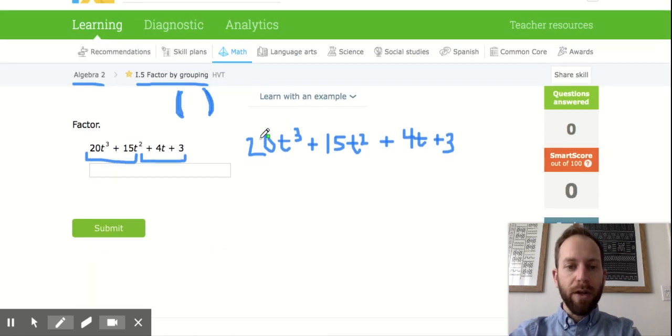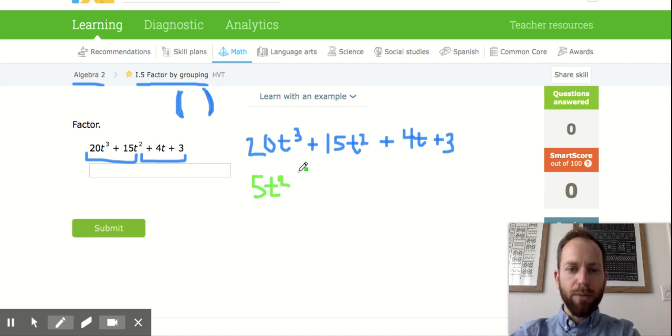All right, so we have 20t cubed plus 15t squared. What can I factor out of 20 and 15? What can those both be divided by? They can both be divided by 5, right? That's the greatest common factor. So I'm going to factor out a 5. And then we have t cubed and t squared. Well, the greatest common factor is t squared, because the largest thing that I could divide both these by is 2 of those t's, right? I can't do 3 because this one has 3, but this one doesn't.